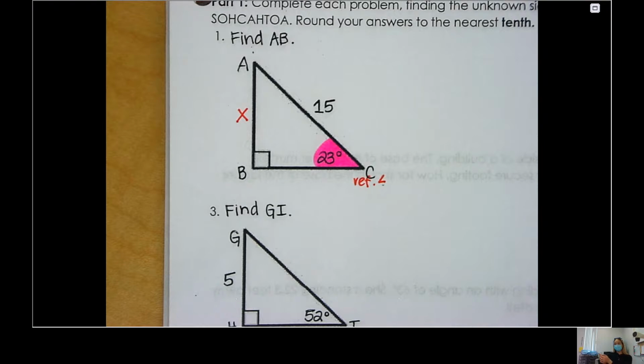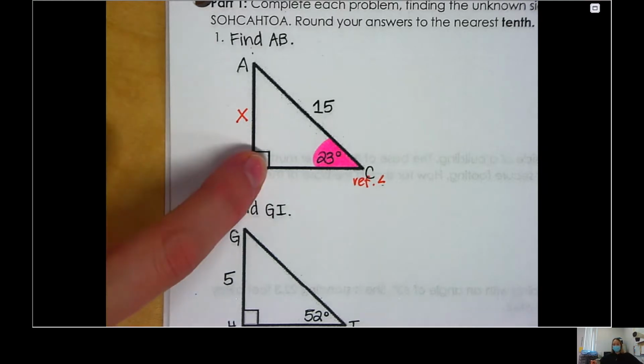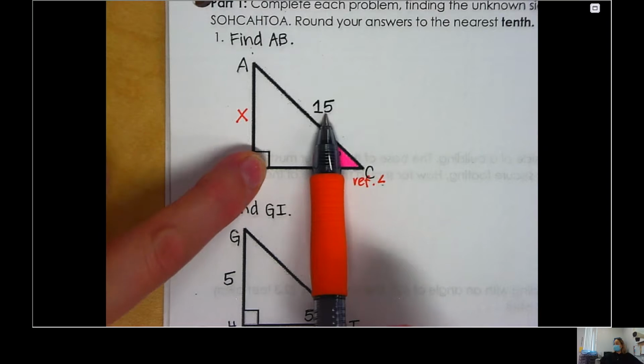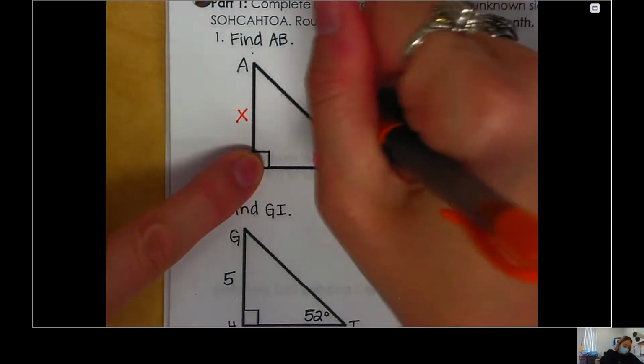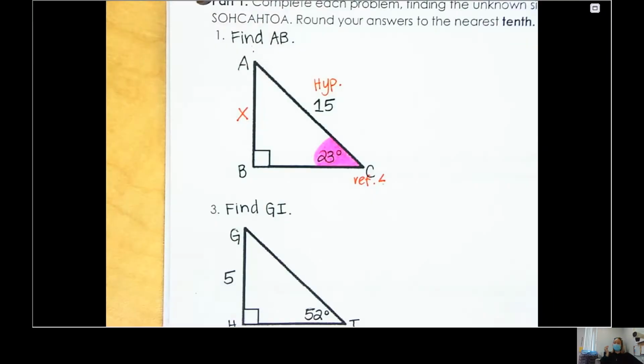Yes, no, maybe so. Anyone, it's a question. Where's your hypotenuse located? Across from the 90. So if I go across from the 90, what's there? 15. Okay, so the 15 is your hypotenuse. Mark it. Hypotenuse.